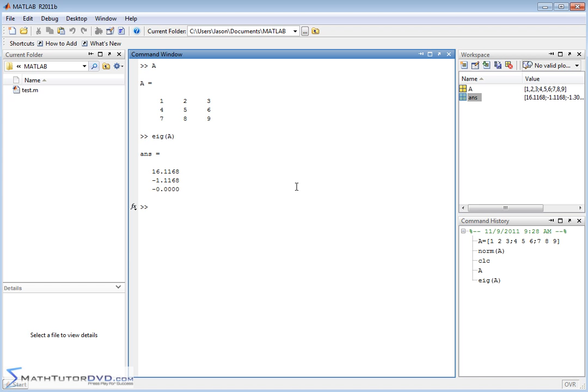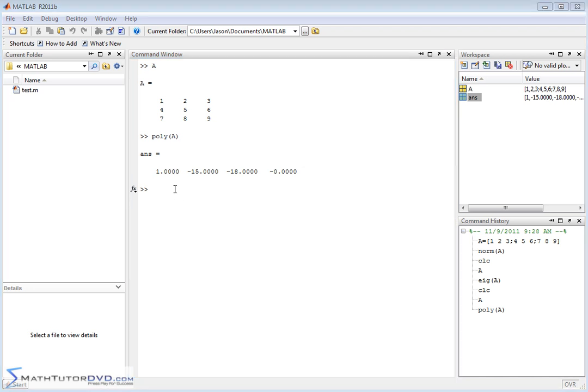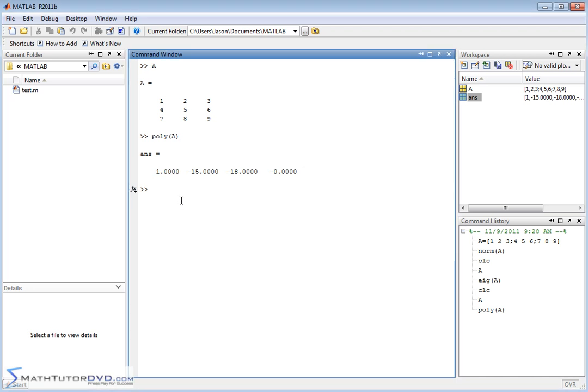Doing it by hand, typically what you're asked to do is to first calculate the characteristic polynomial of the matrix, and then from that you find the eigenvalues. So to find the characteristic polynomial, it's just poly, and you pass it the matrix. So the characteristic polynomial is this right here. All right, and so now we have the characteristic polynomial. This is how you would find it using the poly command.